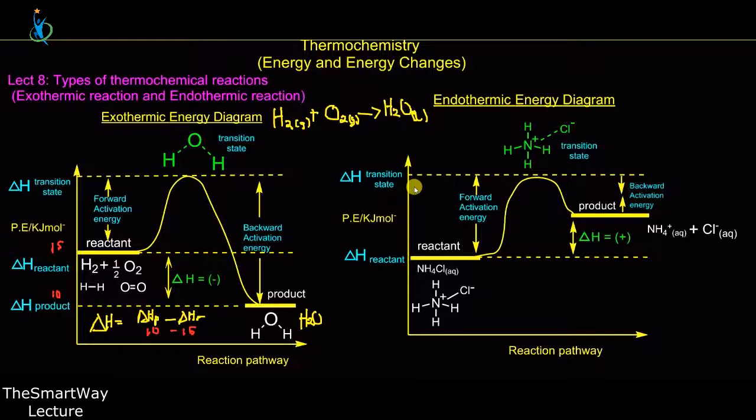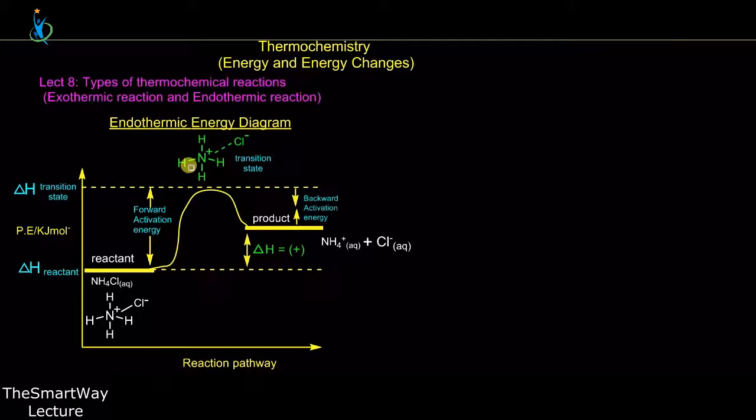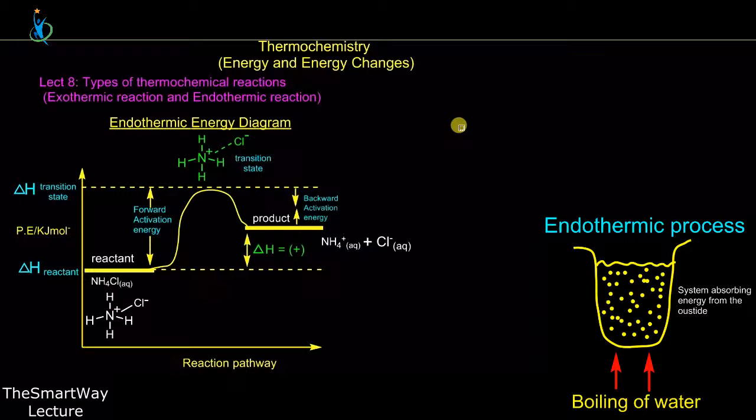Now quickly let's move to the endothermic energy diagram. In the endothermic process, basically what happens is that the reaction takes or absorbs energy from the surrounding system. The reaction absorbs energy from the surrounding system, and as a result, it ends up with what? A higher heat content.